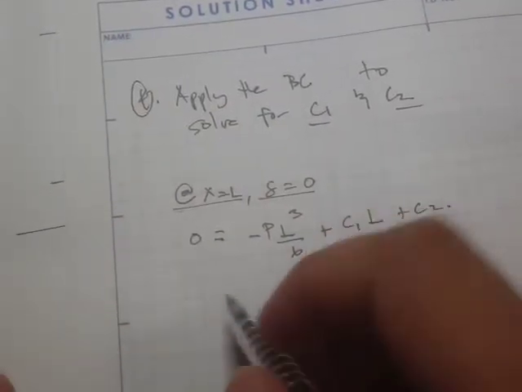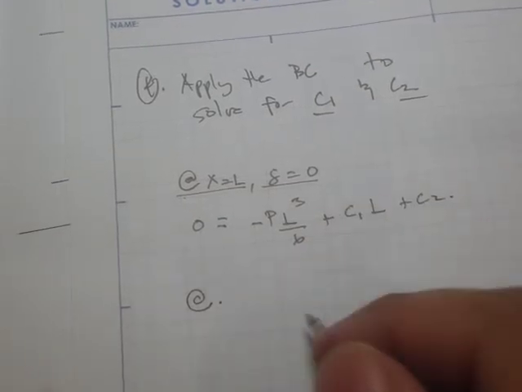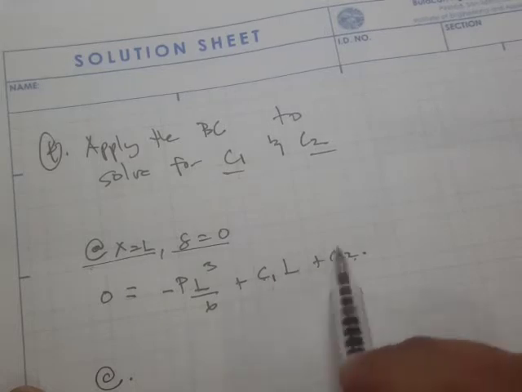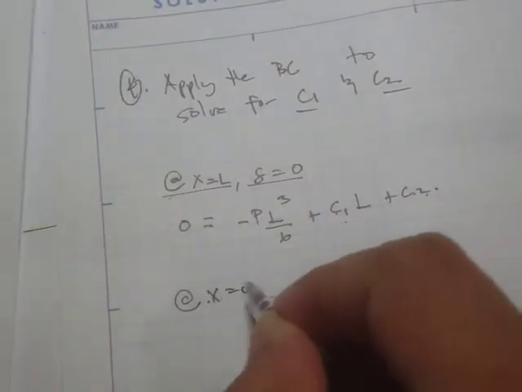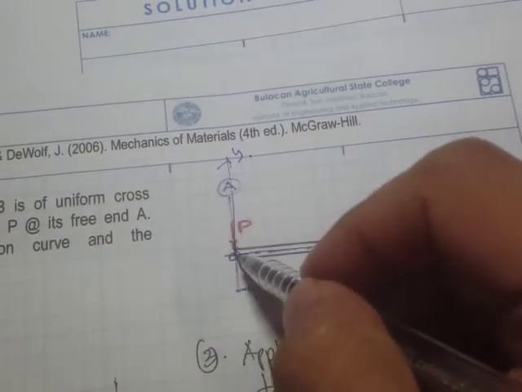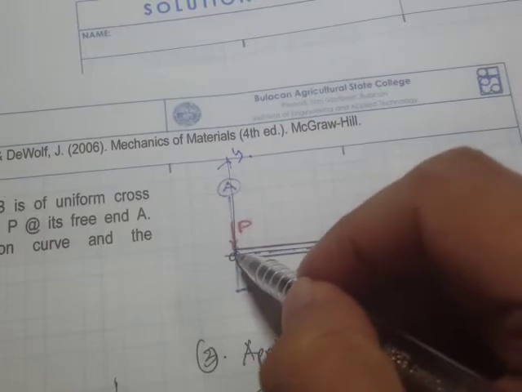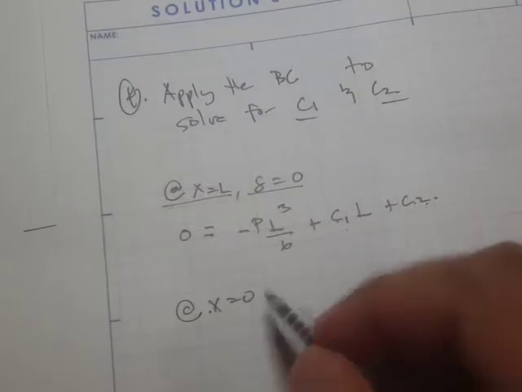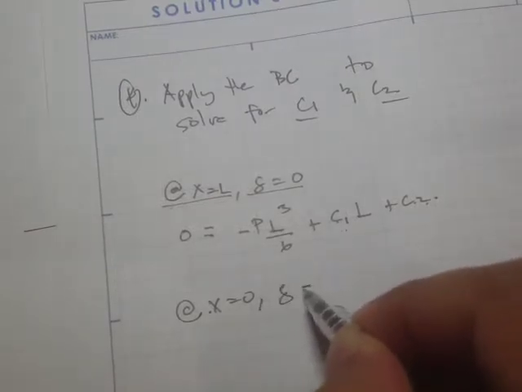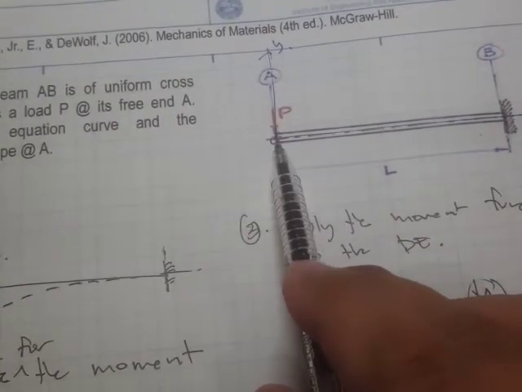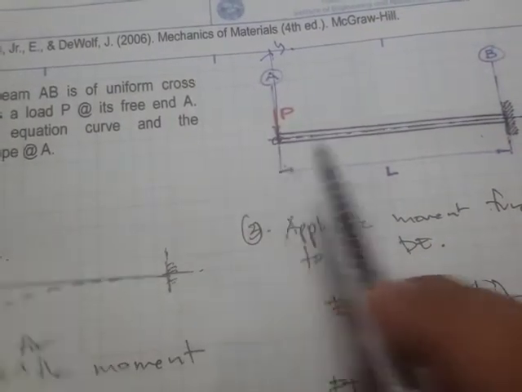Let's use the second boundary condition because we still have two unknowns right here. So at x equal to 0, let's find the boundary conditions at point A. Right here at x equal to 0, then our deflection is equal to some value, because it can go down.